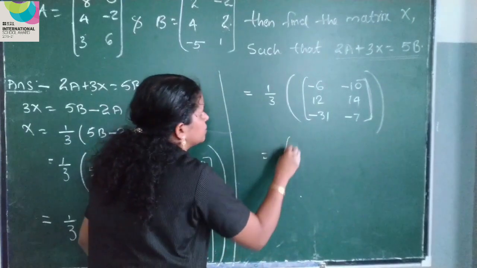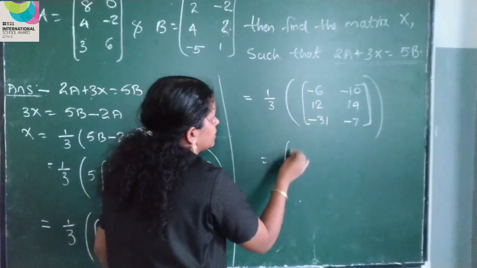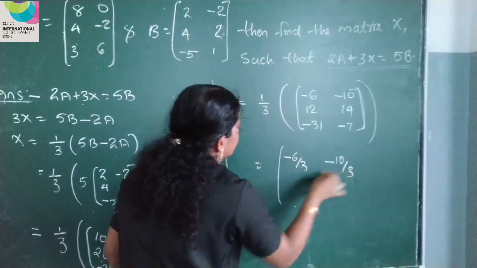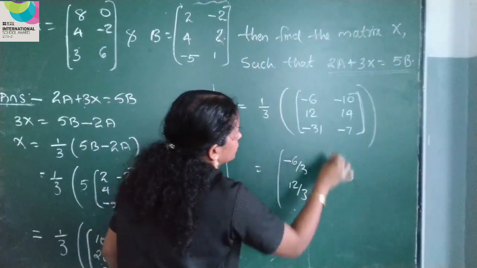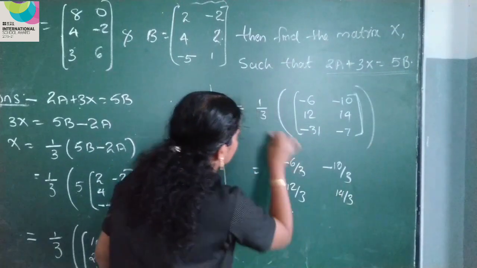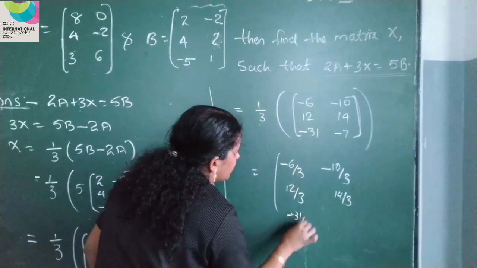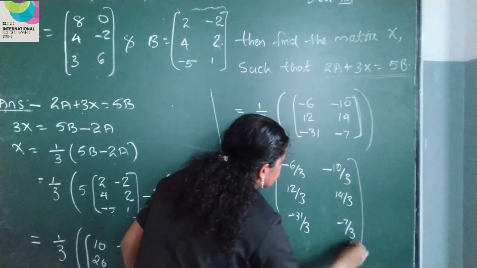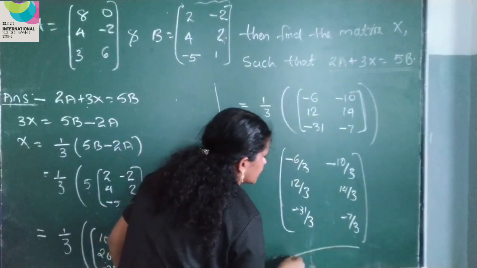So, which is equal to 1 by 3 of [minus 6, minus 10, 12; 14, minus 31, minus 7]. That means [minus 6 by 3, minus 10 by 3, 12 by 3; 14 by 3, minus 31 by 3, minus 7 by 3]. This is the answer.